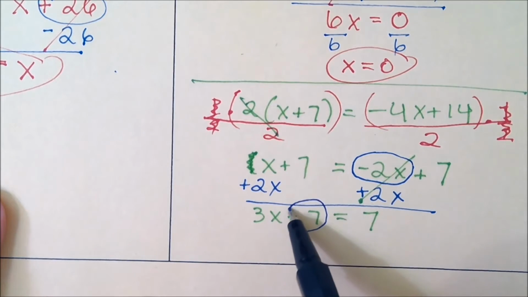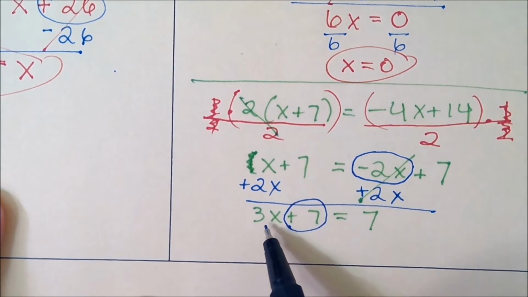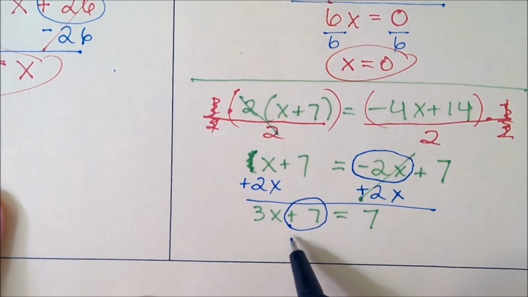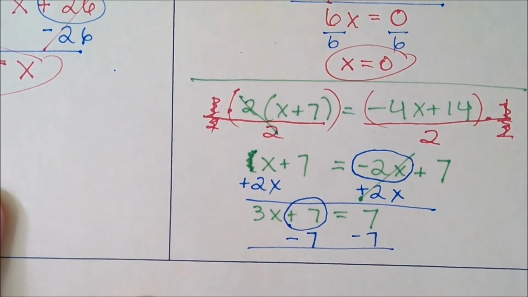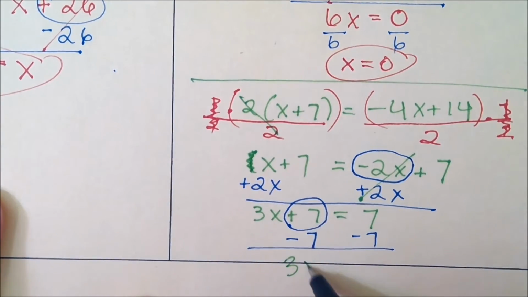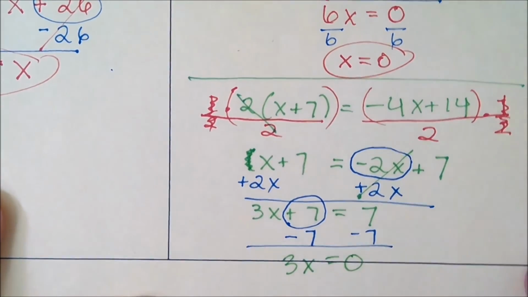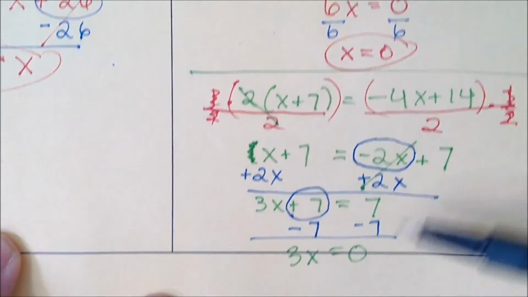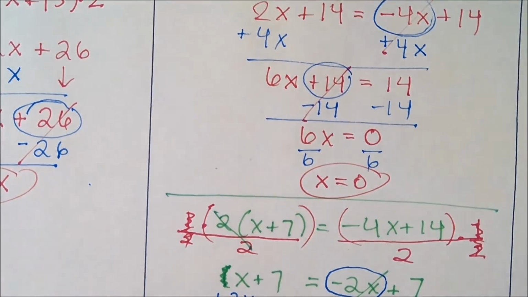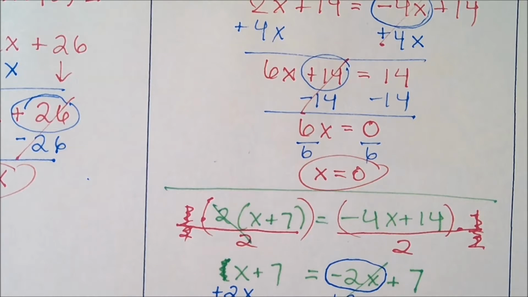Then I want to eliminate the 7 singles that I have on the left side because I already have x's, and I want to remove the units. And I'm left with 3x equals 0. We're going to stop here because this is the same type of situation as 6x equals 0. And that's it for that side.